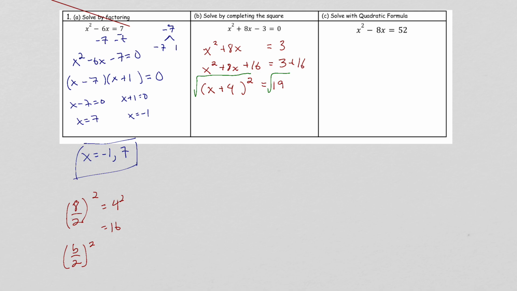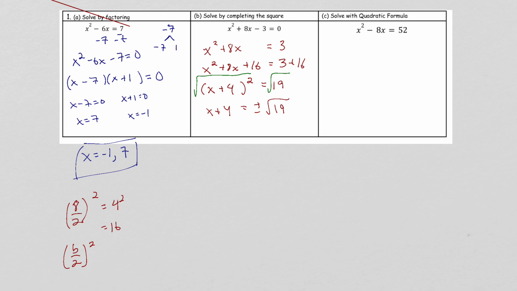What's that give me on the left side? That gives me x plus 4 equals. What's that give me on the right side? We always get a plus or minus when we square root. And I get my root 19 like that.